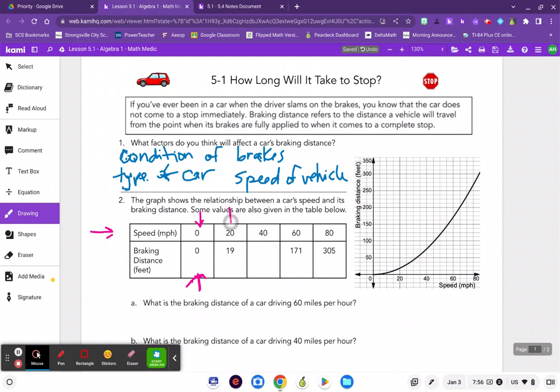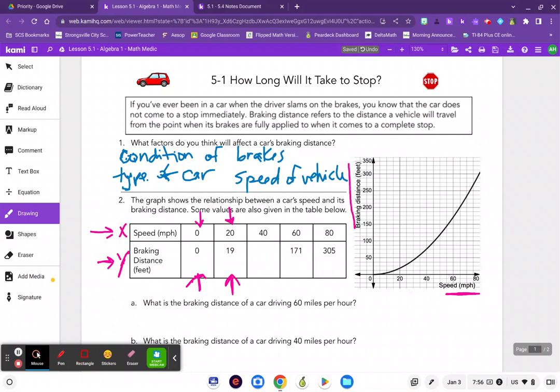But if the vehicle is traveling 20 miles per hour, then there's a braking distance of 19 feet. So if I'm traveling 20 miles per hour, when I hit the brakes, I'm not going to come to a complete stop until 19 feet later. This is our x, right? If I look at the x-axis on my graph, it's the speed, and this is the y, that braking distance.